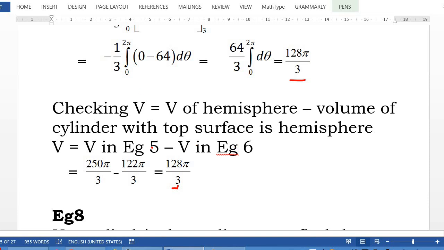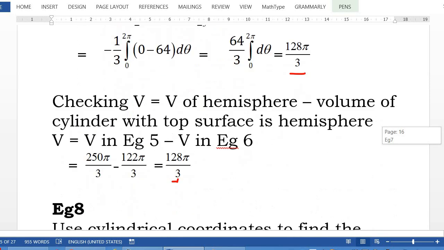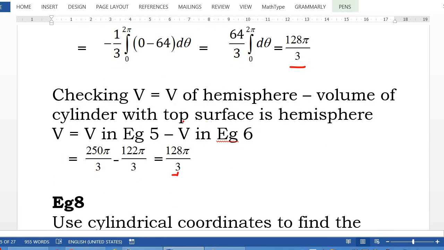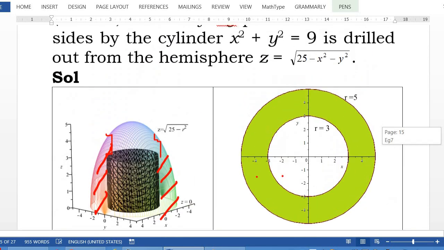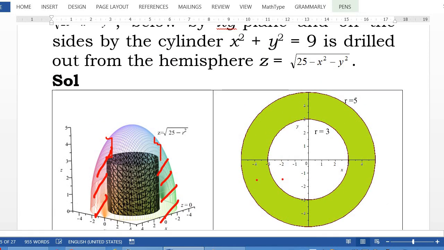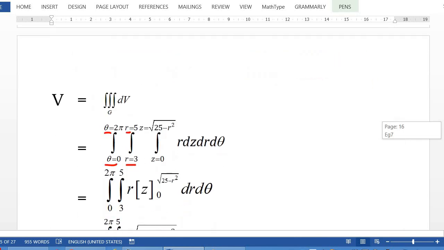Example 5, hemisphere, okay, the limit of r is 0 to 5. This one, example 6, is a hemisphere, on the side is a cylinder, r equal to 3, that's why the limit of r is 0 to 3. And this example is actually digging out this volume from the hemisphere. Okay, that's why r changes to 3 to 5, the limit for z is the same, the limit for theta is the same.